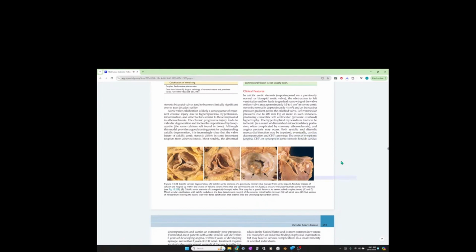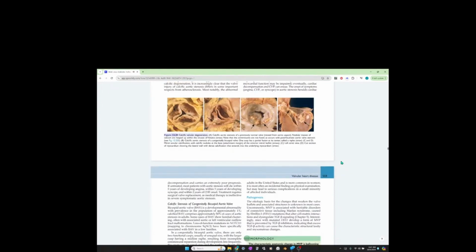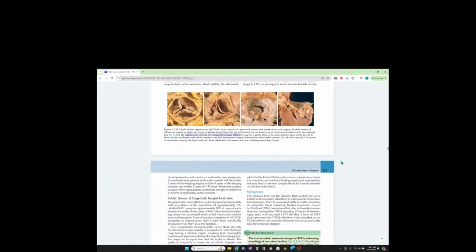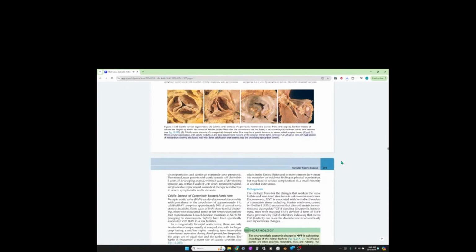Figure 12.20, Calcific valvular degeneration. A, Calcific aortic stenosis of a previously normal valve. Nodular masses of calcium are heaped up within the sinuses of the valve. Note that the commissures are not fused, as occurs with post-rheumatic aortic valve stenosis. B, Calcific aortic stenosis of a congenitally bicuspid valve. One cusp has a partial fusion at its center, called a raphe. C, Mitral annular calcification, with calcific nodules at the base of the anterior mitral leaflet, left atrial view. D, Cut section of myocardium showing the lateral wall with dense calcification that extends into the underlying myocardium.